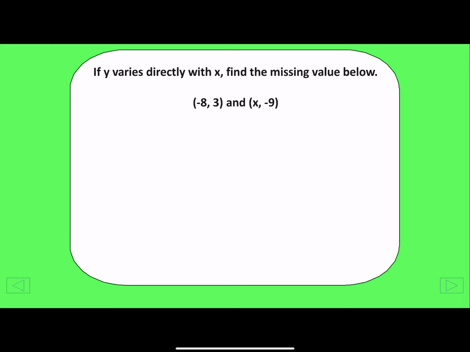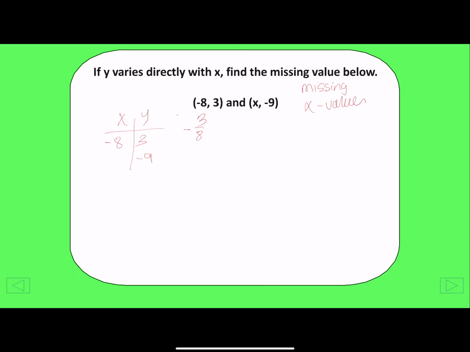Now this one is missing the x value, okay? I wanted to do one where we're missing y and one with missing x. The one that we just did was missing the y value, right? This one is missing the x value. So we're not going to multiply, we are going to do the opposite because we're working backwards. Let me show you. So again, you have x and y, right? You have -8 and 3. You're missing this value on the left, and you have -9 on the right, okay?